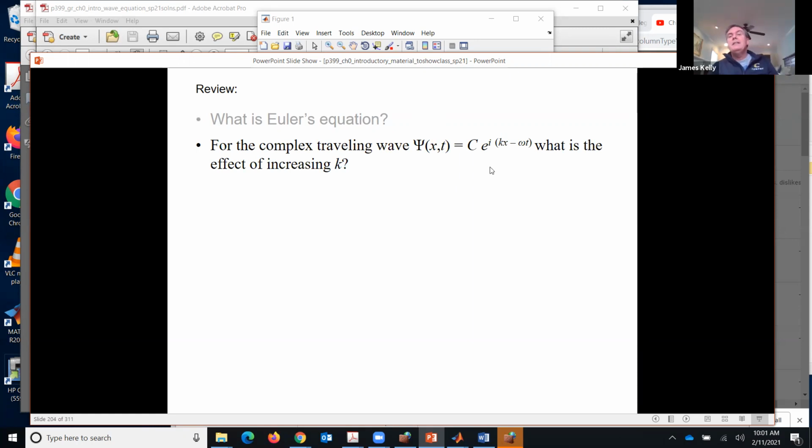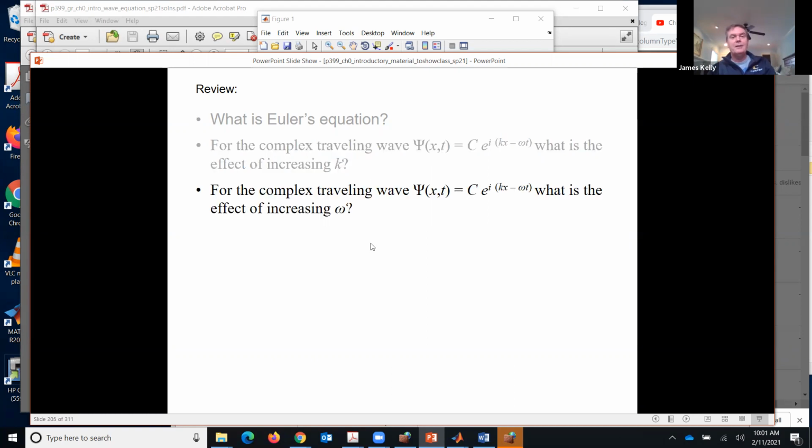What's the effect of increasing k in a complex traveling wave? That causes the wavelength to change. We could envision it as a corkscrew-shaped function that's traveling with respect to time. The corkscrew is traveling down the x-axis. If we increase k, we make the wavelength shorter, so the curliness of that corkscrew gets more tightly curled than it was before. Okay.